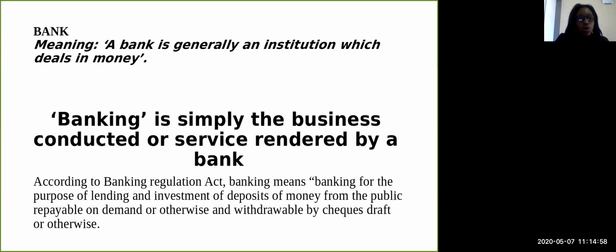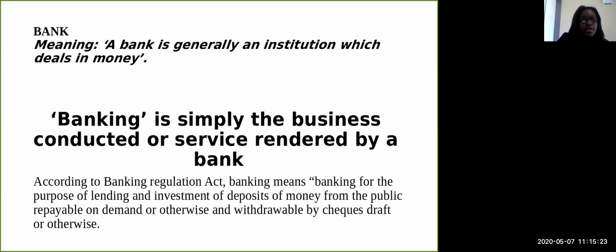So now we look at what the meaning of the word bank is. The bank is generally an institution which deals in money. But what some other people forget to state is that this institution is not just an institution, it should be licensed to receive deposits and make loans for its customers.